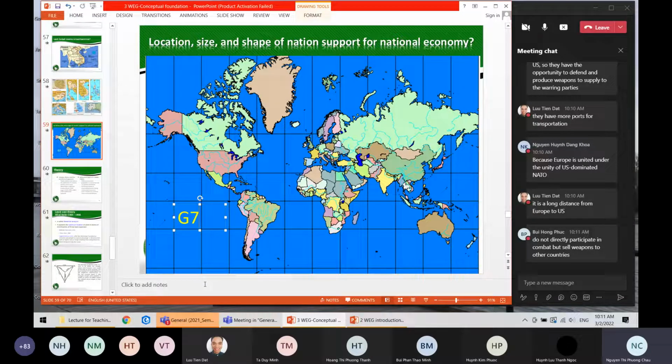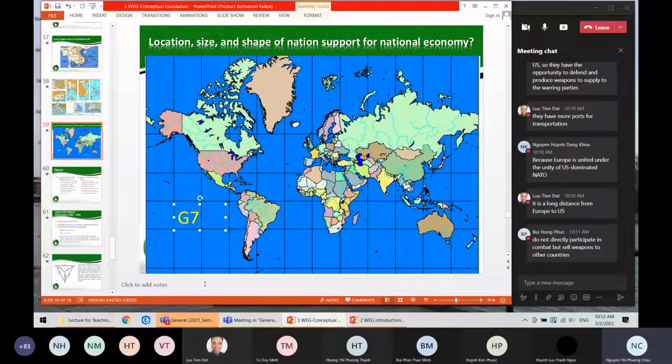Oh, yes. And what else? I think that it is a long distance from Europe to the US. Yes, this is a long distance. But it's not only the long distance, but also one thing. The US does not directly participate in the combat, but sells weapons to other countries.